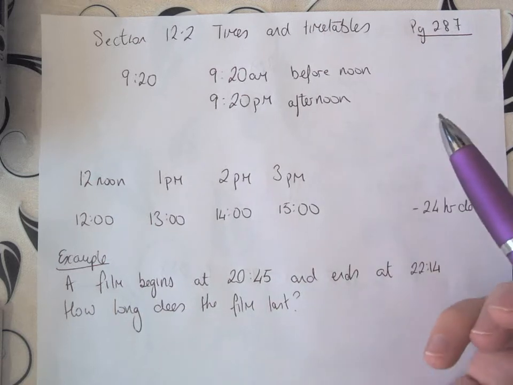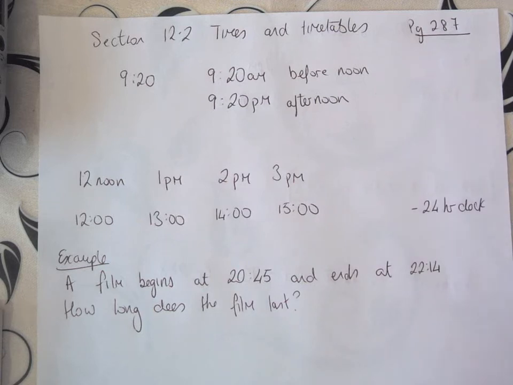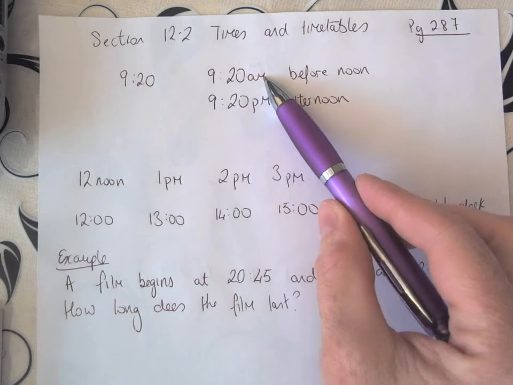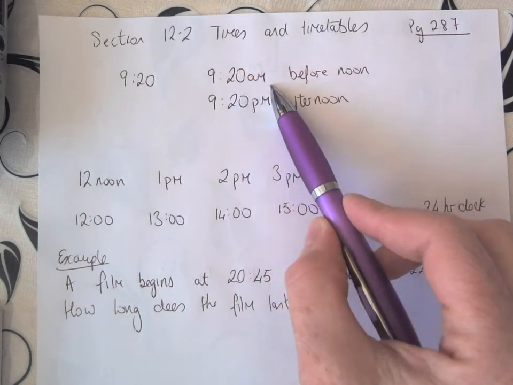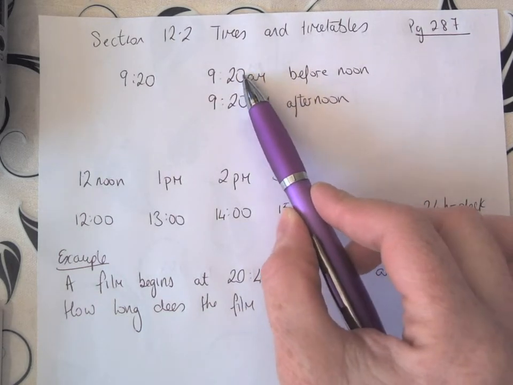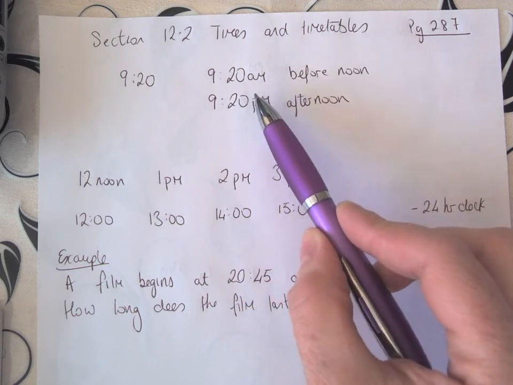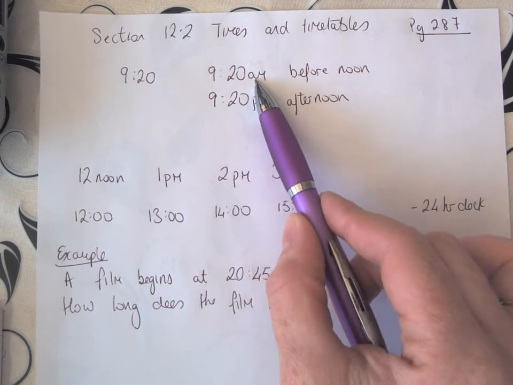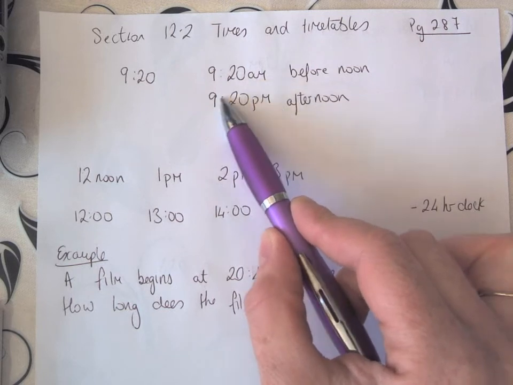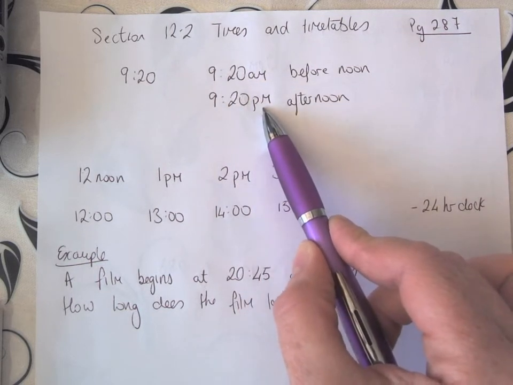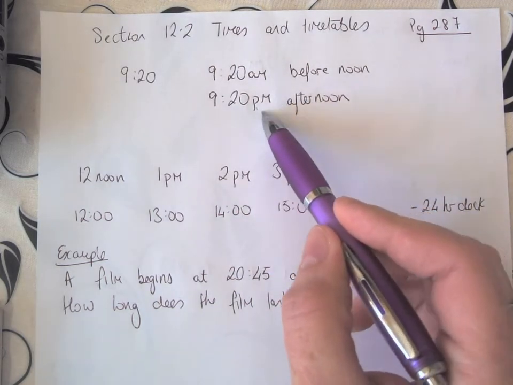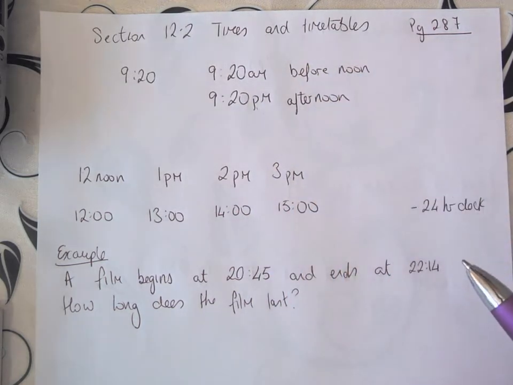Okay, if you're talking about your 12-hour clock, you use AM and PM. So AM, it's talking about before noon, so 12 noon in the daytime. Any time before that you put an AM on it, and any time after that you put a PM on it. So 9:20 AM would be 9:20 in the morning, and 9:20 PM would be 9:20 in the evening. Okay, so PM represents afternoon, AM represents before noon.